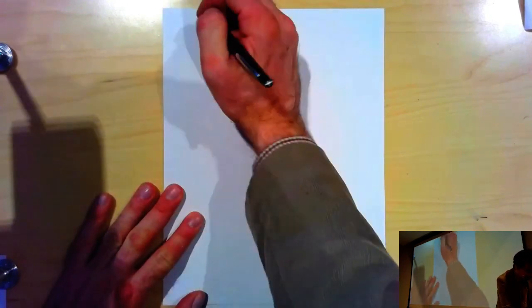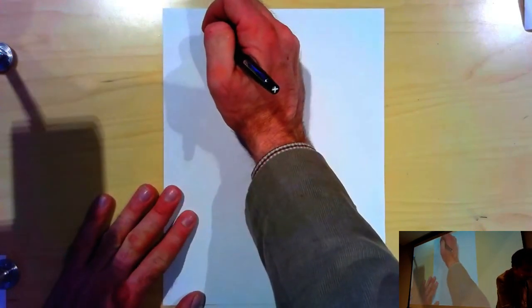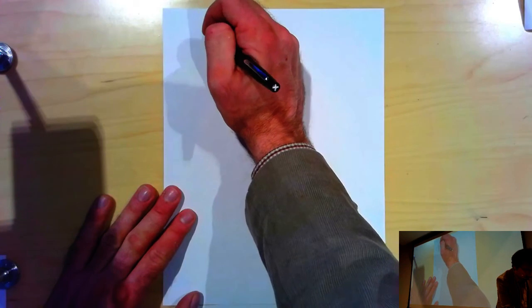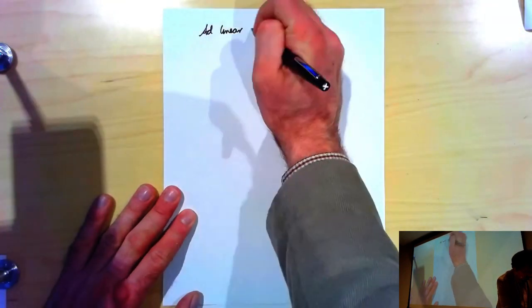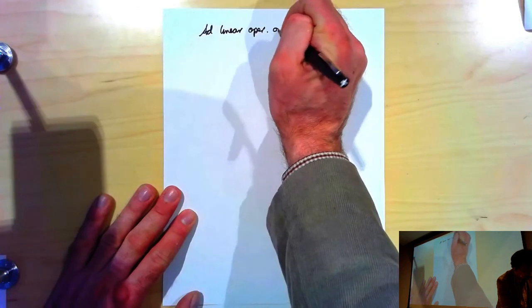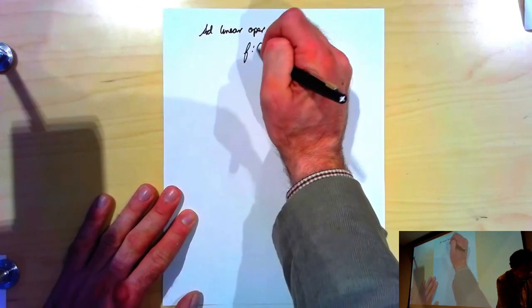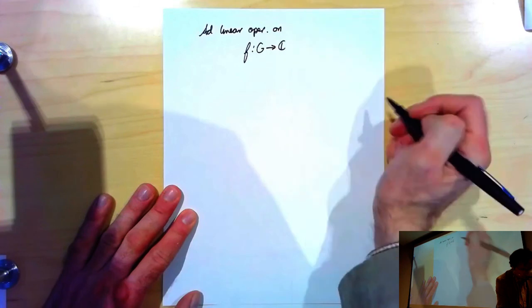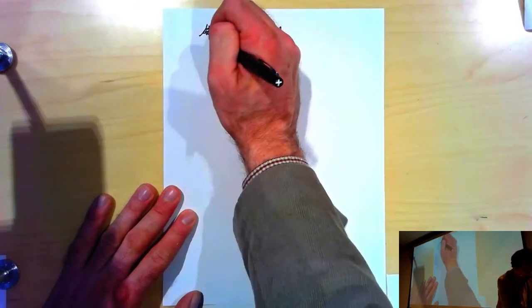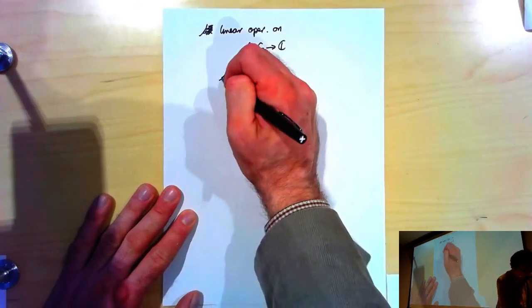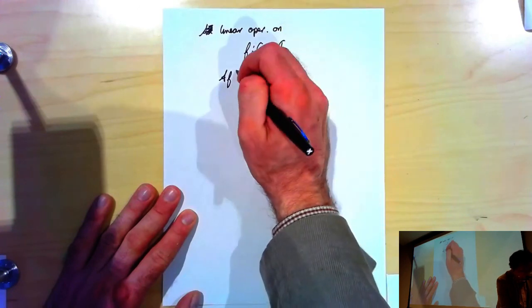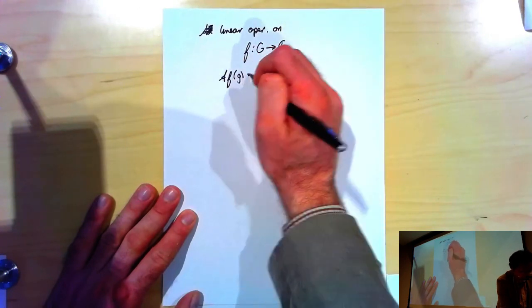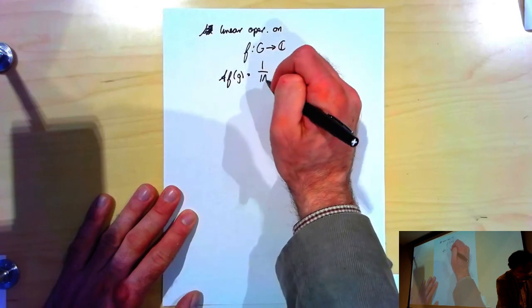So remember that you have the adjacency operator. A is a linear operator on the functions from G to C. And how does it act? A f is going to be, of course, another function from G to C, and its value at g is the average of the values at the neighbors.